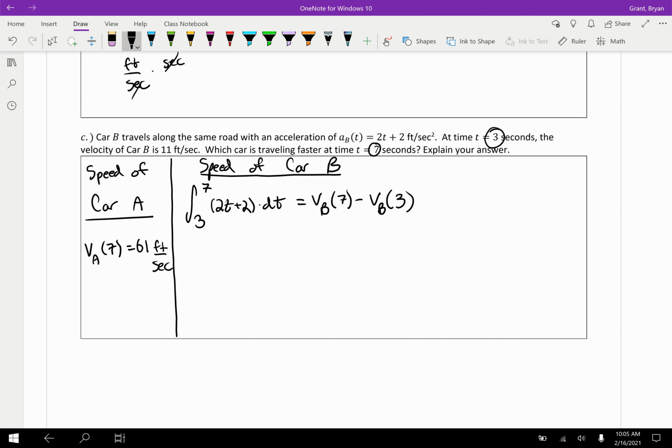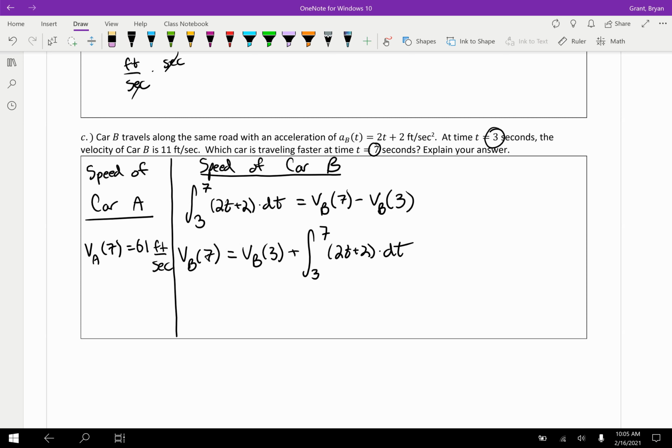This is our fundamental theorem of calculus. And since we're looking for t equals 7, I want to isolate that. So I know that the velocity of car B at 7 is going to be found by the velocity of car B at 3 plus the integral from 3 to 7 of 2t plus 2 dt. And now you just have some math to do. You can do this on your calculator or practice it by hand. It's not terrible. We are given this is 11 feet per second.